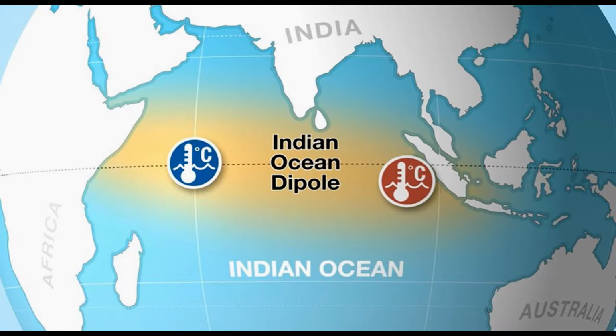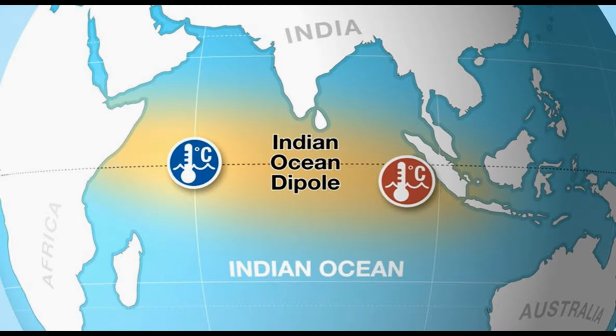The Indian Ocean Dipole refers to the difference in sea surface temperature on either side of the Indian Ocean, which alters rainfall patterns in Australia and other nations in the region. Climate drivers.